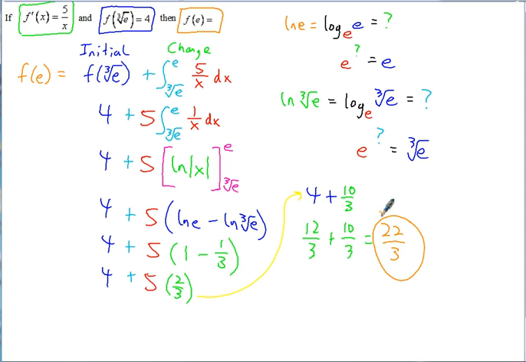So that is what f of e would equal, 22/3. And that concludes the notes for AP Calculus on the topic of integration involving the natural log.